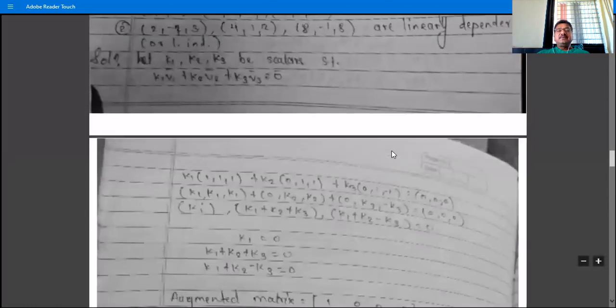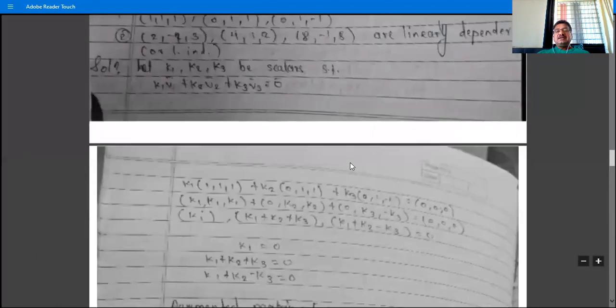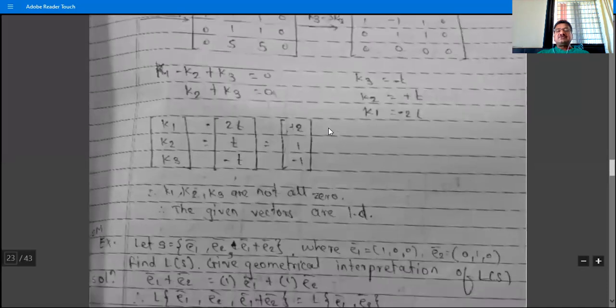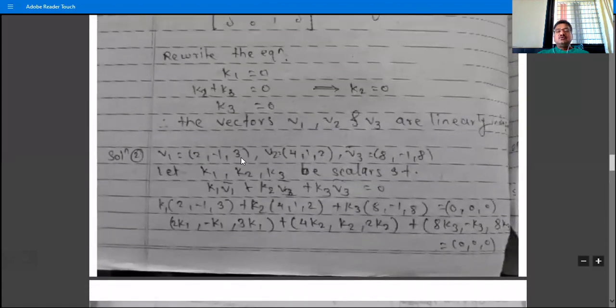For example, if you take this set as (2, -1, 3), (4, 1, 2), and (8, -1, 8), written in curly brackets, then the set of these 3 vectors is linearly dependent, and therefore this set is not a basis for R3. For v1, v2, v3, we have scalars k not all 0, and therefore the given set is linearly dependent. That is, v1 is (2, -1, 3), v2 is (4, 1, 2), and v3 is (8, -1, 8). Write these 3 vectors in one curly bracket, and denote the set by S or B, then this set is not a basis of R3.